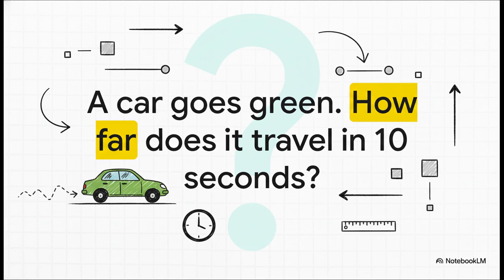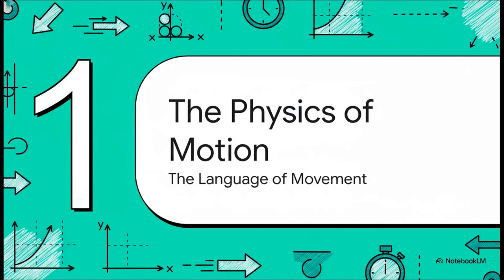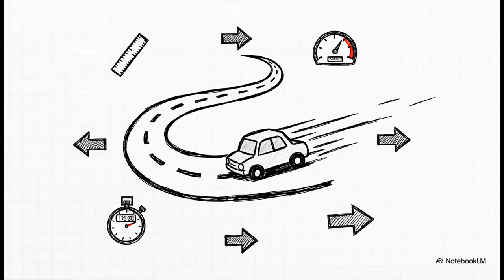No guesswork needed. Okay, so to even start answering that question, we've got to learn to speak the language of motion. And that means we need to get familiar with the basic variables that physicists use to describe how anything gets from point A to point B. And it turns out that pretty much any motion where something is speeding up or slowing down at a steady rate, well, you can understand it completely with just 5 key pieces of information. So let's meet the team.